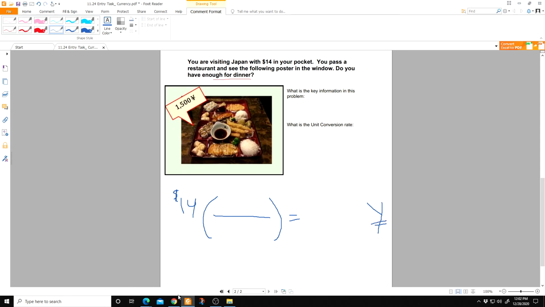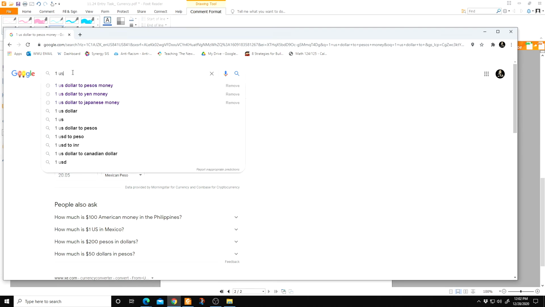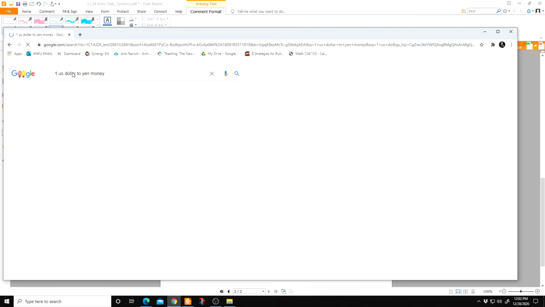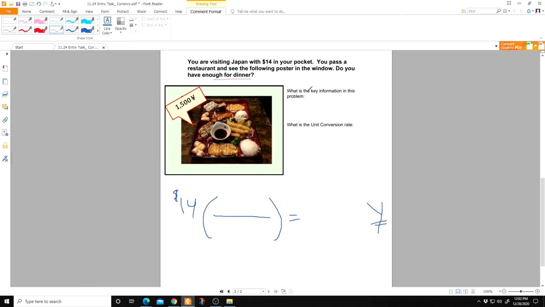Bam. So again, I'm always going to give it to you. In this case, I forgot to. So again, 1 US dollar to yen money. And it's 103.85. I'm going to say 104. So 1 US dollar is equal to 104 yen. All right. So that is my conversion right there. Okay. So now what do we do? Well, what do we want? We want yen, right? So the yen is going to go on the top.